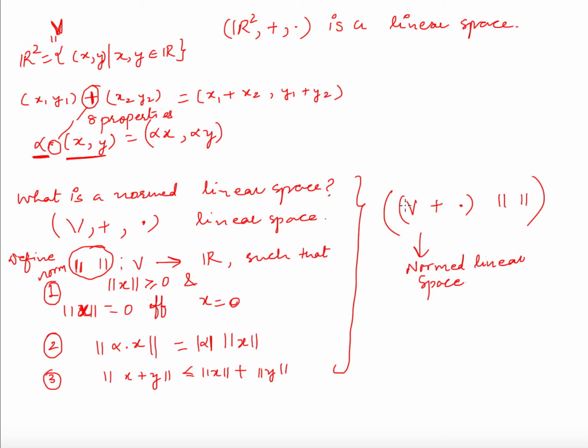The elements here can be anything. They can be numbers, they can be vectors, they can be functions. And the distance between two elements, suppose f and g are two elements of V, then this norm of f minus g will be treated as the distance between f and g.